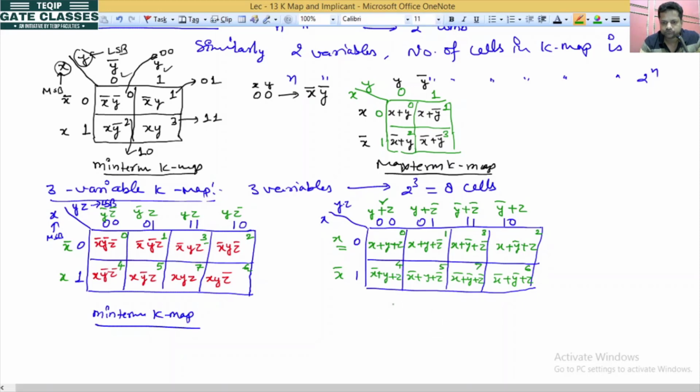max. So this is our max term K map. Okay na?